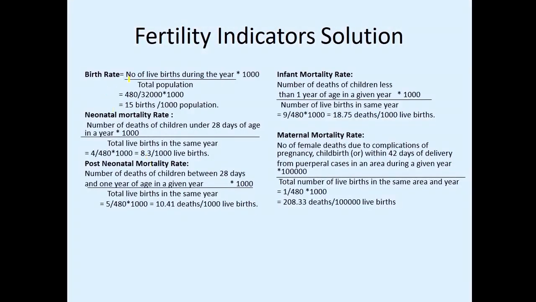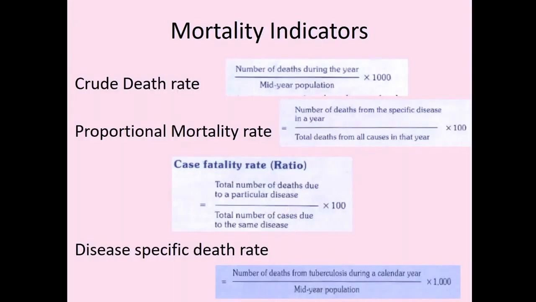So it can be calculated by this. Birth rate is, when we substitute into the formula, we will get 15 live births per 1000 population. And neonatal mortality rate is 8.3 neonatal deaths per 1000 live births. Post neonatal mortality is 10.41. So you can substitute and check all these formulas and work them out. You can pause the video and check if you want to calculate.